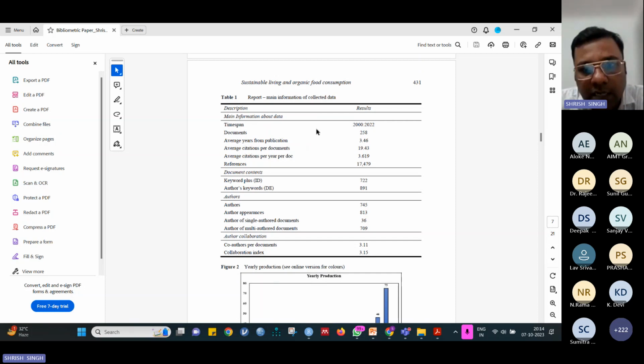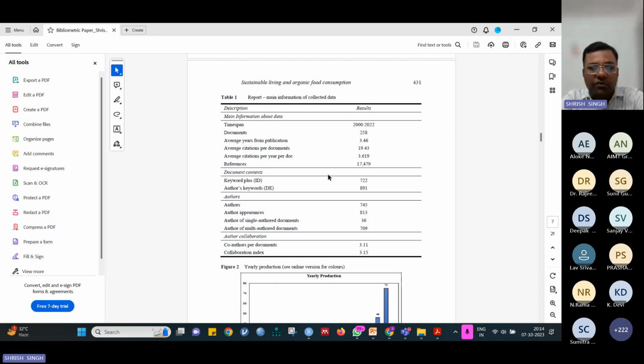So for the time span, you can see it is from 2000 to 2022. I have taken the data from the last 22 years. There are 258 documents, and the average years from publication is 3.46. All sorts of information, such as Keywords Plus, author keywords, and 745 authors, are there. All these analyses are done by the software, that is Biblioshiny.